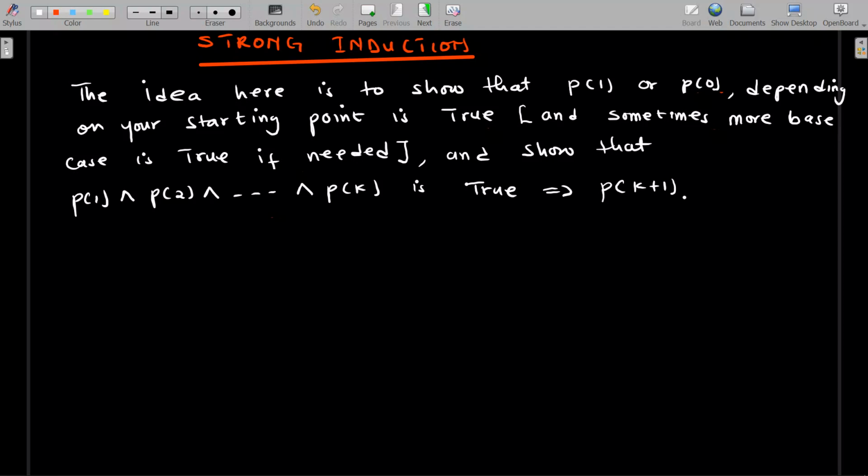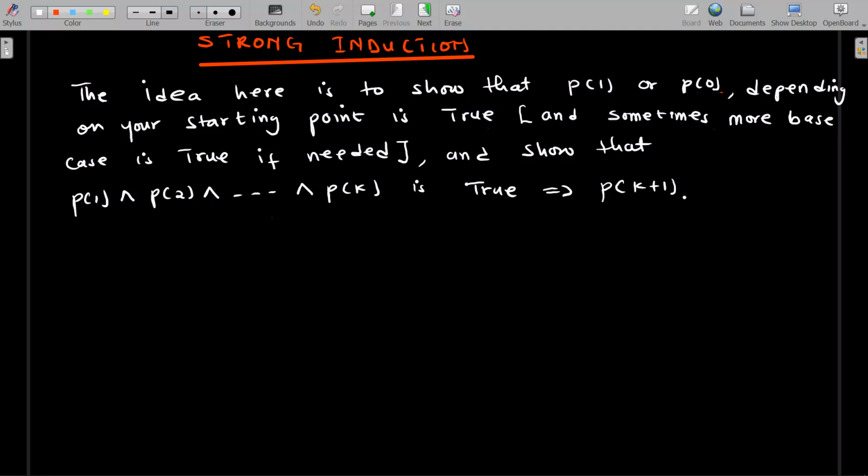Basically, both the first principle of mathematical induction and strong induction are the same, just that in strong induction there are a few things that you do differently from the first principle of mathematical induction. So let's go through the idea of strong induction together.